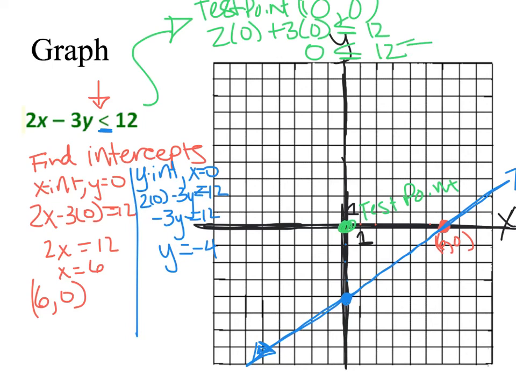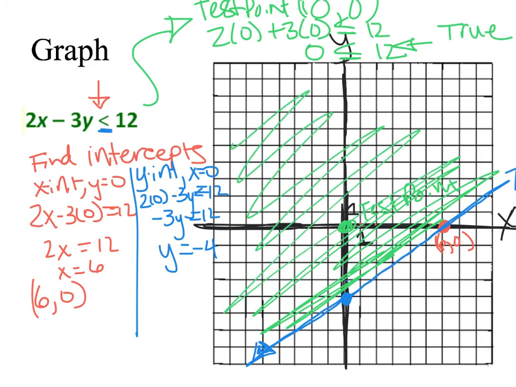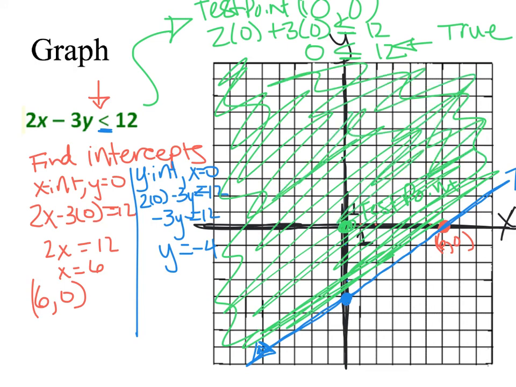0 is less than or equal to 12, so this is true, which means that 0, 0 is part of the solution. So I want to shade everything above that line to show that anything in this region will satisfy the inequality that we have been given.